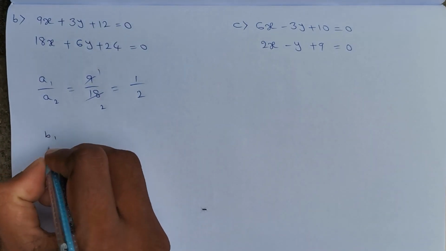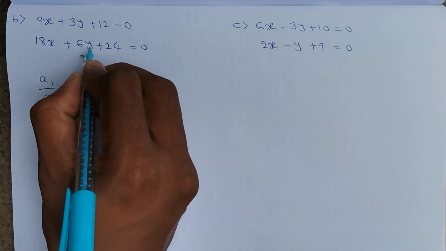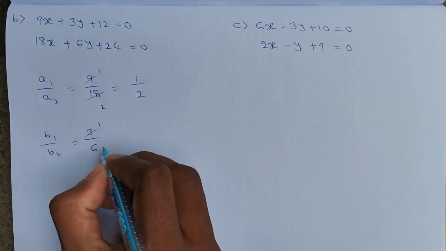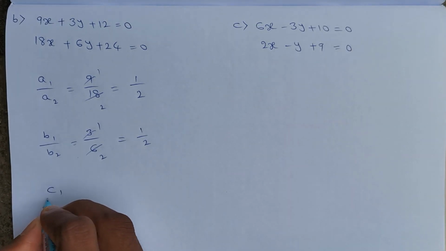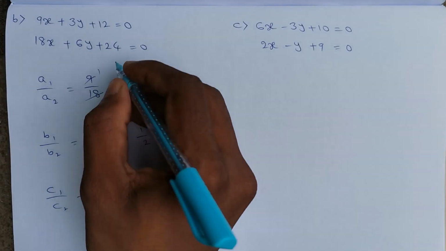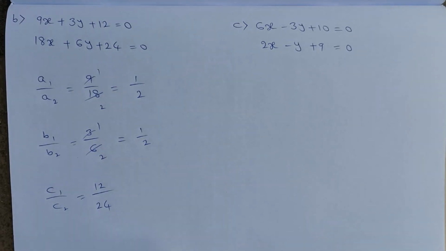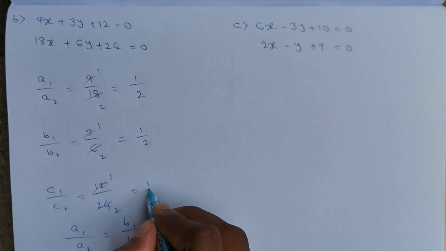Next b1 by b2. Here b1 is 3 divided by b2 is 6. 3 ones are 3, 3 twos are 6. It is also equal to 1 by 2. Next c1 divided by c2. c1 is 12 divided by c2 is 24. So if we observe this, we can say one thing, that a1 by a2 is equal to b1 by b2, and also equal to, here 12 ones are 12, 12 twos are 24, so again it is also 1 by 2 only.